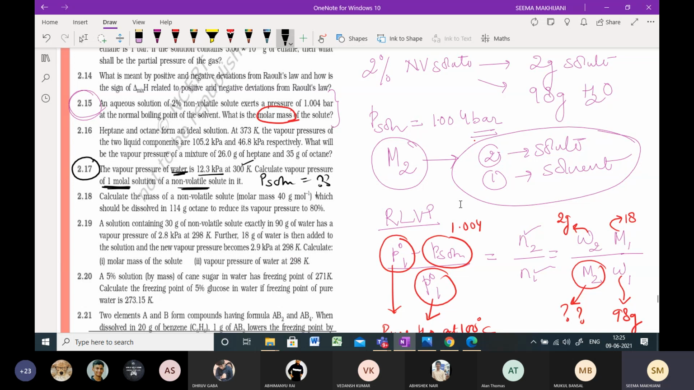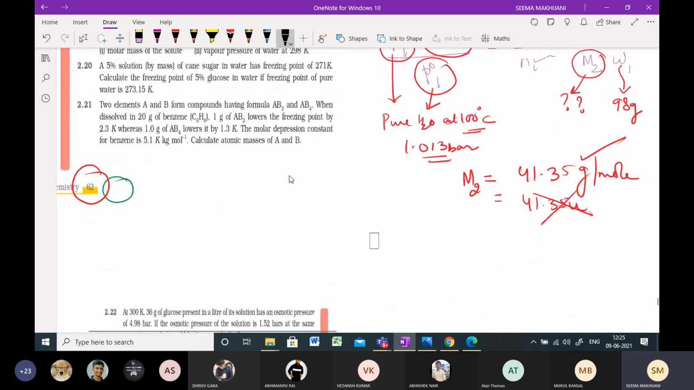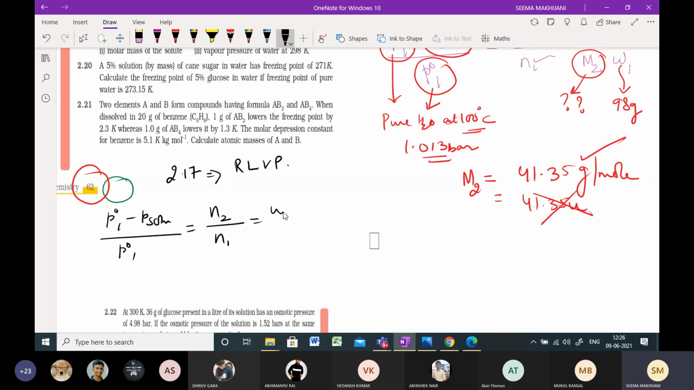Fine. So the formula again is relative lowering of vapor pressure. We are doing question number 2.17 and the agenda is relative lowering of vapor pressure. Let's write down the formula. The formula is P01 minus P solution divided by P01. This will be equal to the mole fraction of the solute, N2 by N1, which will be W2 by M2, W1 by M1.